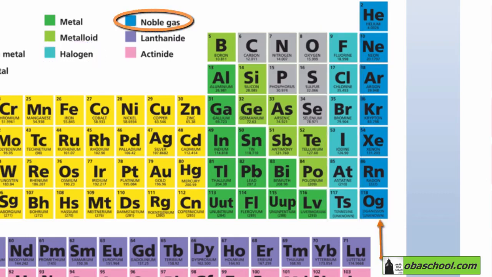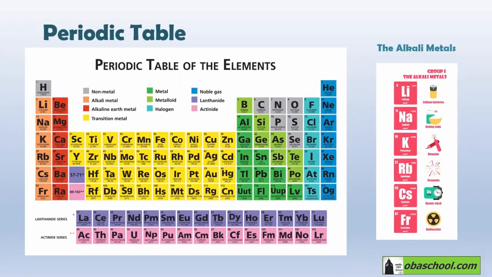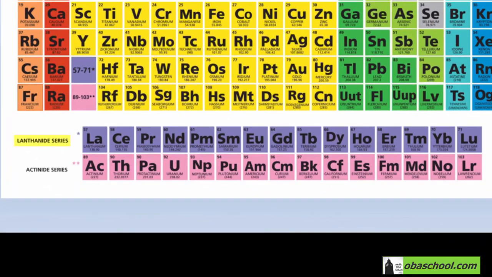The next group, noble gases. Some elements which are noble gases are helium, neon, and argon. Between group 2 and group 3, we have a group of transition metals. So these in the yellow color are transition metals. As you can see, we have here the lanthanide series and actinide series. They are placed below the periodic table just for the sake of the organization of the periodic table.